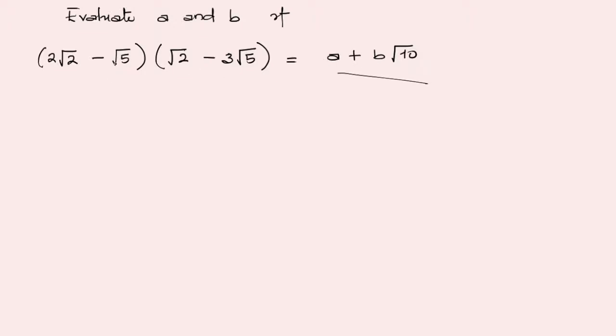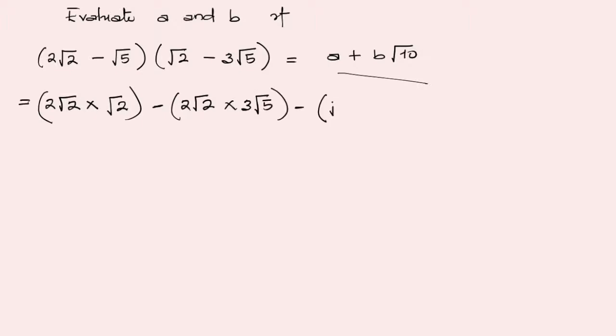So if we expand this expression, we have that 2 root 2 multiplied by root 2, minus 2 root 2 multiplied by 3 root 5, minus root 5 multiplied by root 2, minus times minus is equal to plus this time around. So plus root 5 multiplied by 3 root 5.